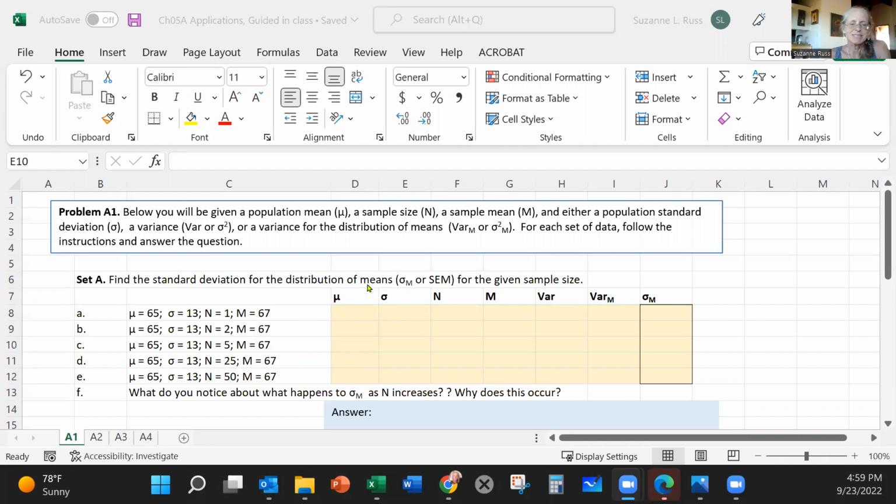This is some guidance on how to approach the first problem in Chapter 5 applications. So what we're doing is we're looking at a bunch of data and we're going to try and make sense of it. So for set A, we're asked to find the standard deviation for the distribution of means, symbolized as sigma with that lowercase subtext m right next to it.